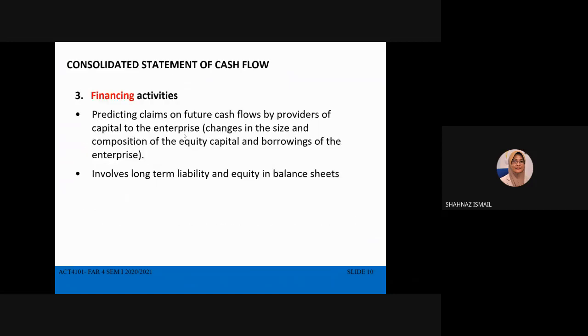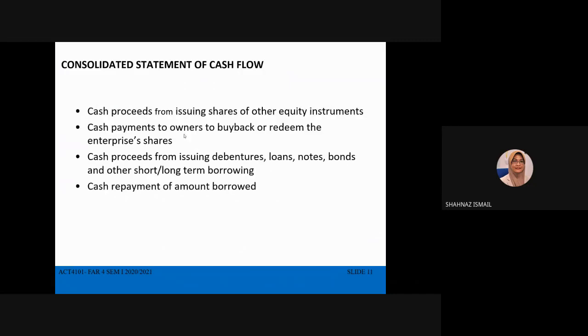And the third activity, the final activity, is financing activities. This is the third section in the statement of cash flow. Predicting claims on future cash flows by providers of capital to enterprise. Meaning here is changes in the size and composition of the equity capital and borrowings of the enterprise. And the financing activities also involve long-term liability and equity in balance sheets.